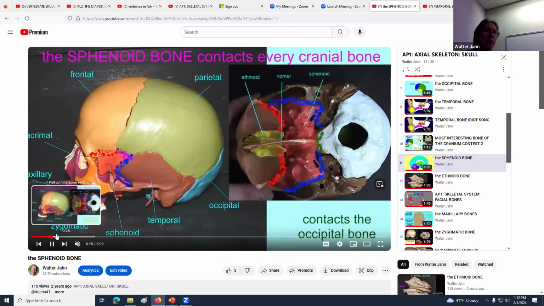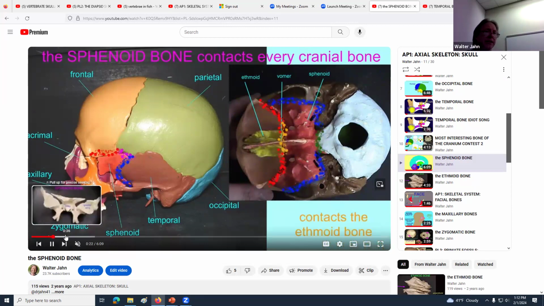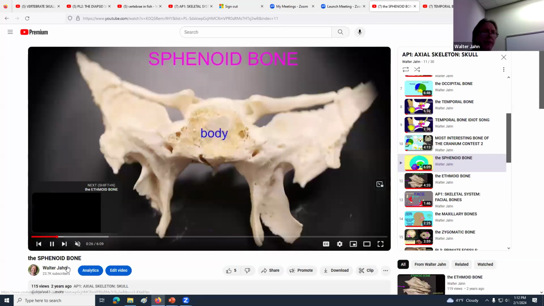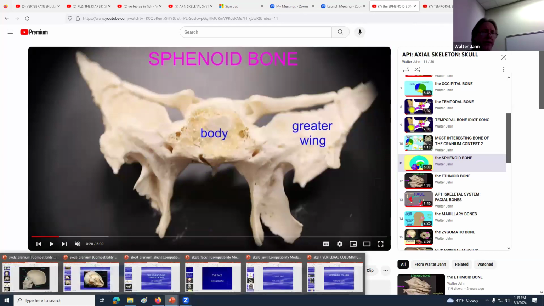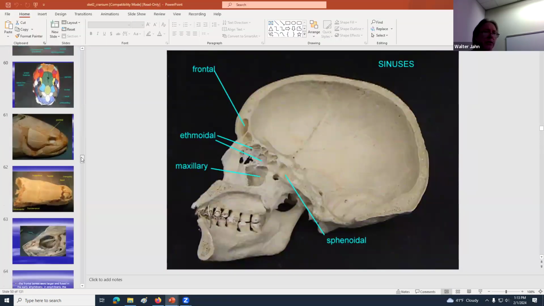It actually is interesting. It touches every other bone of the cranium. So it's the only bone that does that. So it helps hold the skull together. And if you're thinking, oh, I've never heard of the sphenoid bone, well, because it's holding the rest of the skull together, you'd kind of have to break the skull apart in order to get a good look at it.